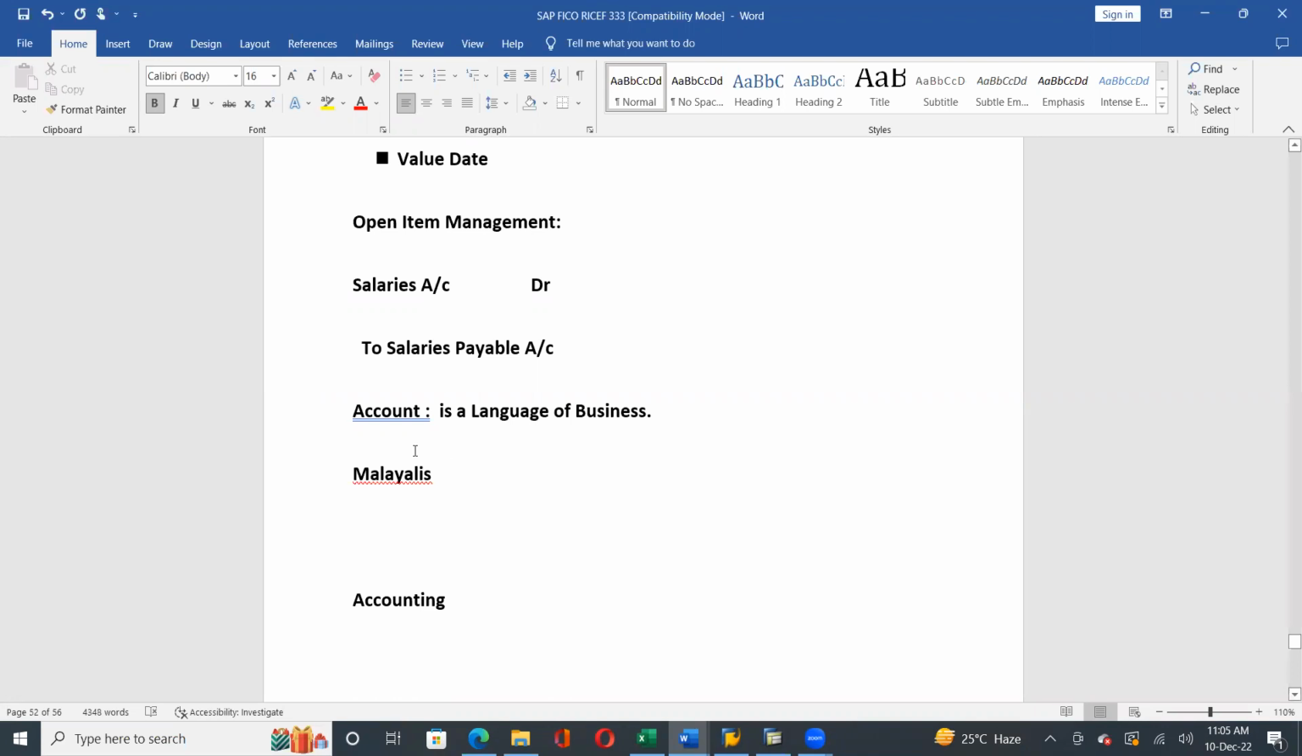Does anyone know Malayalam here, in this particular section, in this particular class? No? Touch wood, good, very good. So two Malayalis have joined and they are discussing accounts in Malayalam.